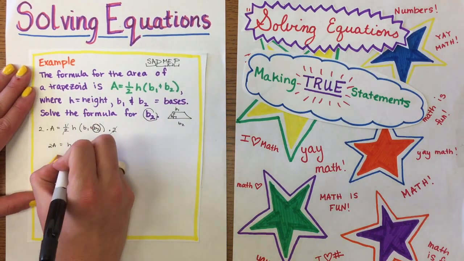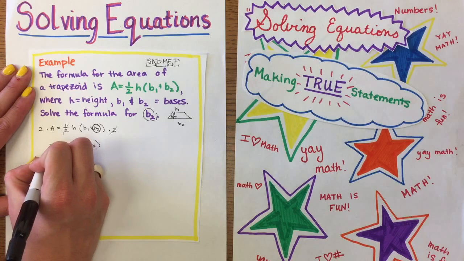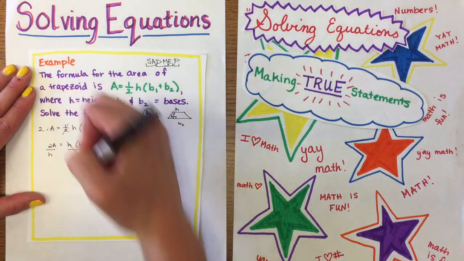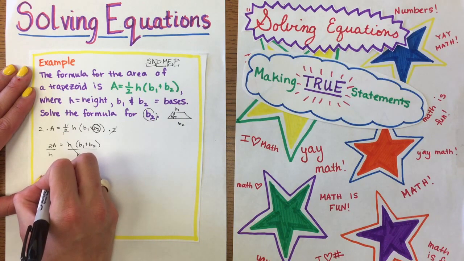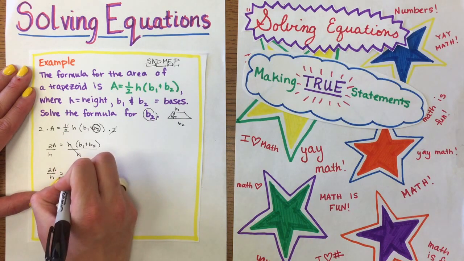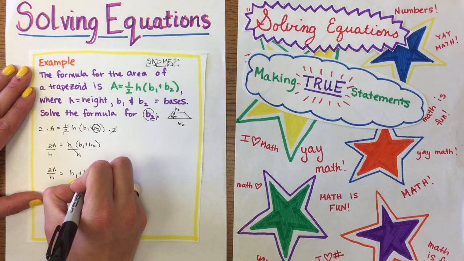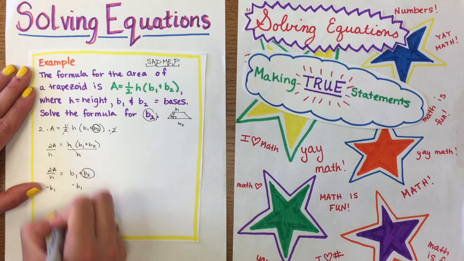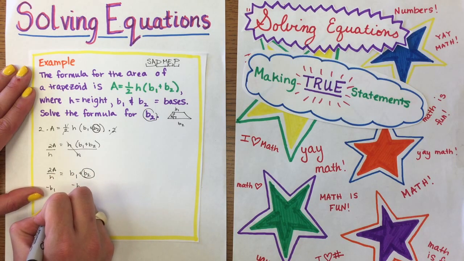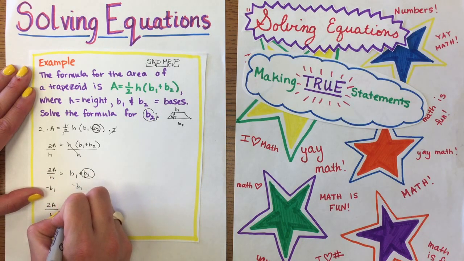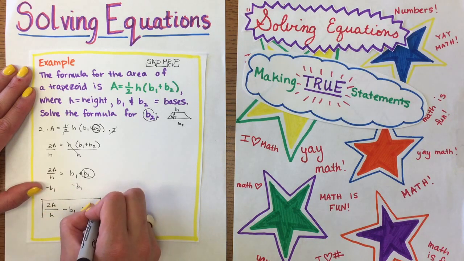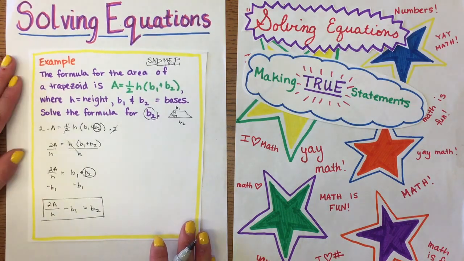How do I get rid of h? Well, I'm going to divide both sides of my equation by h. These h's will cancel, so I get 2A divided by h is equal to b1 plus b2. Still solving for b2, so now I'm going to subtract b1 from each side. So I get 2A over h minus b1 is equal to b2, and that will end up being my solution.